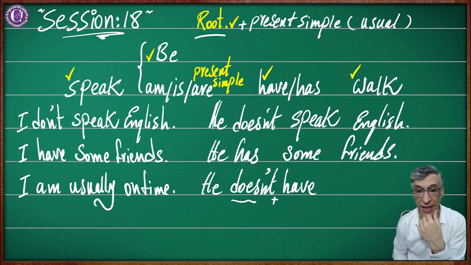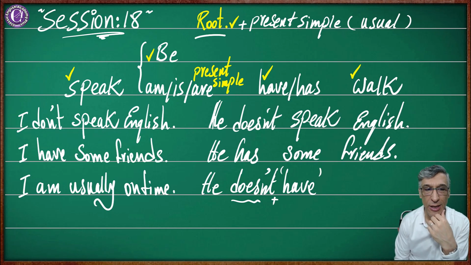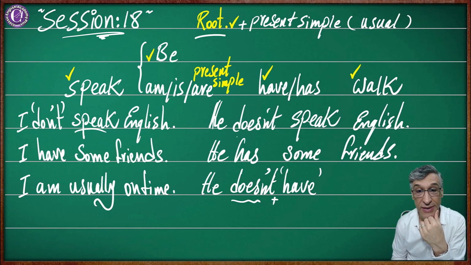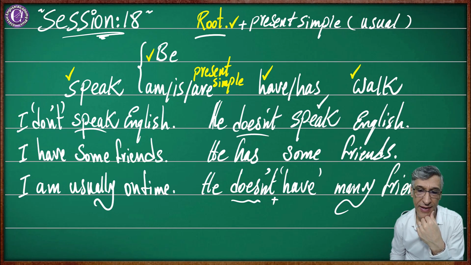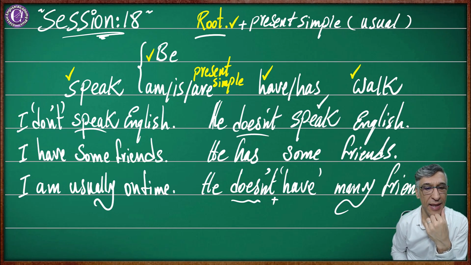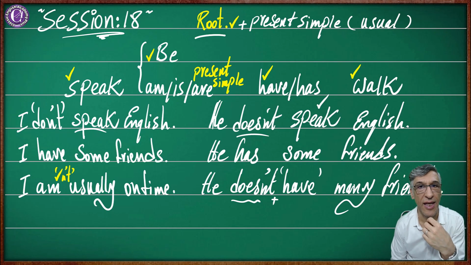After doesn't, after the helping verb, we always bring the root of the verb. We do not use any other parts of the verb. He doesn't, we use the root of the verb. Speak is the root of the verb. He doesn't have many friends. Okay, very simple. But sometimes this to be is very, very special. You know, I am not. Simply, we do not need any helping verb.